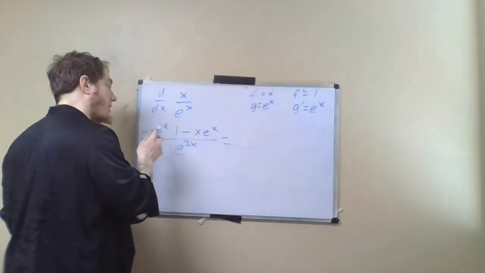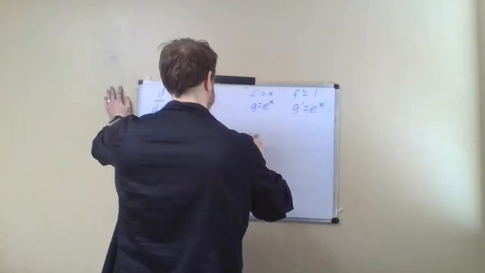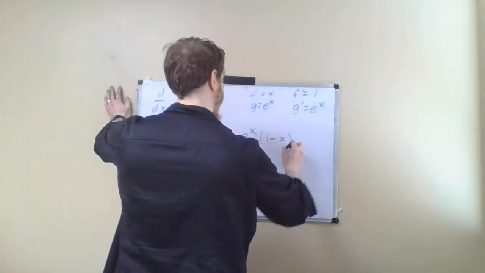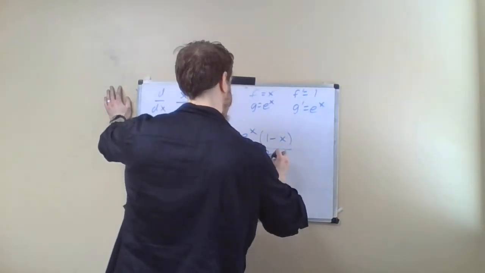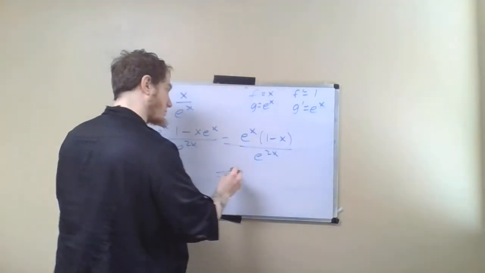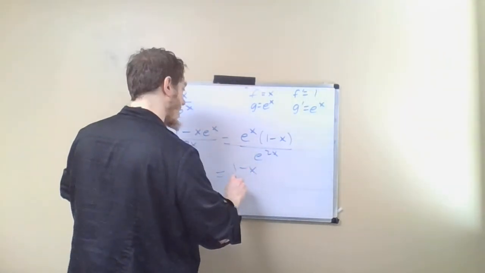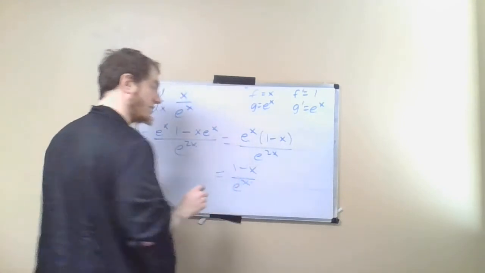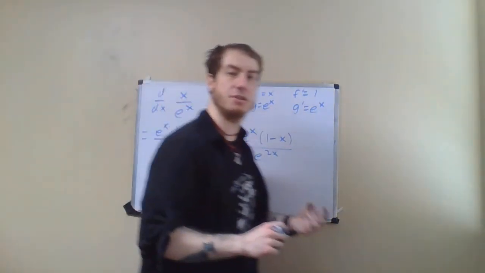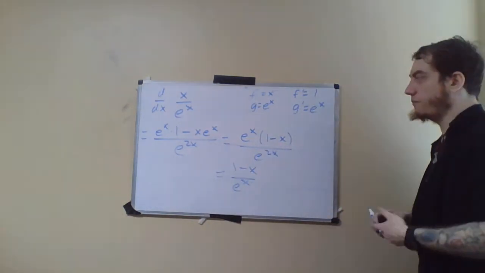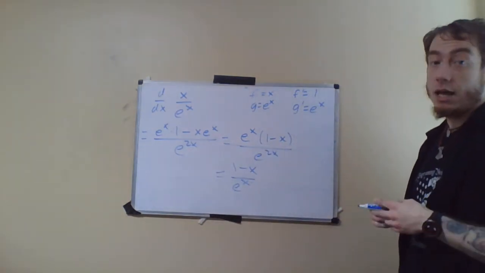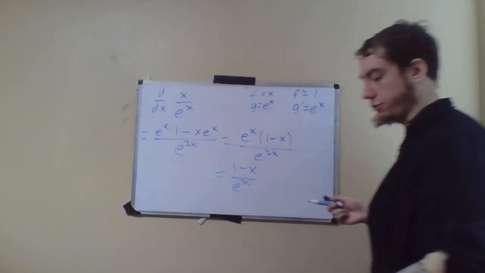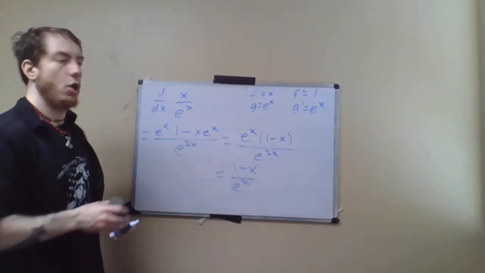And I can factor out an e to the x, so this becomes e to the x times 1 minus x divided by e to the 2x. The e to the x is partly canceled, so I end up with 1 minus x divided by e to the, whoops, not 2x, just e to the x. So there we go. We've managed to figure out this derivative in a fairly straightforward manner, honestly, considering how difficult this would be if we plugged it into a difference quotient.